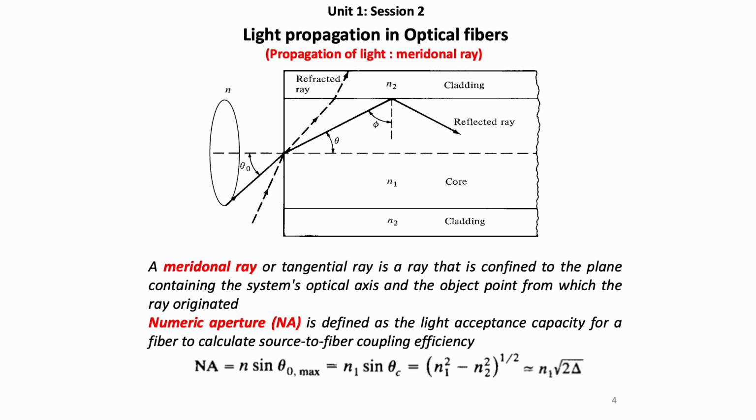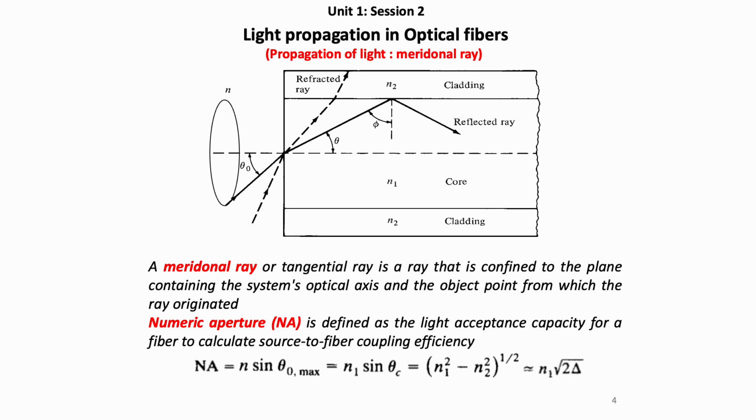So numerical aperture is given by NA, which is equal to n sin theta naught maximum, that is the maximum angle. The maximum angle that has been captured by the fiber is known as the acceptance angle. The acceptance angle of the fiber is the maximum angle captured by the fiber.